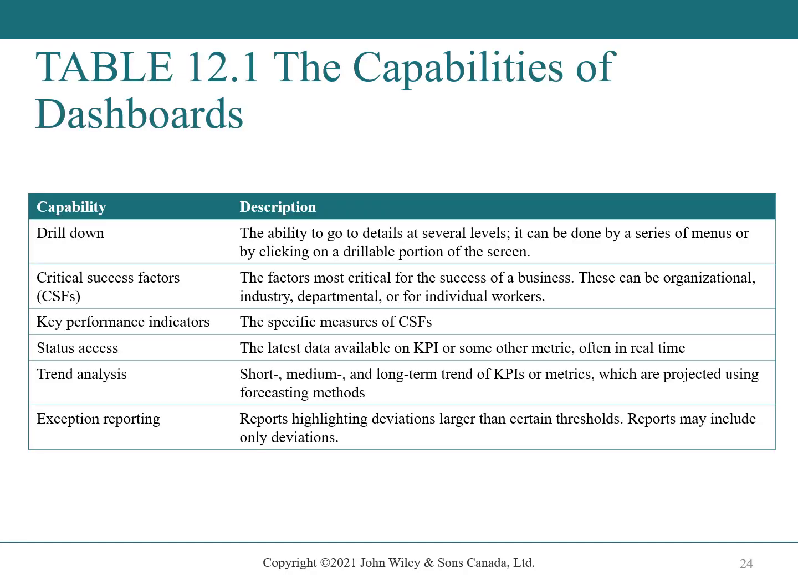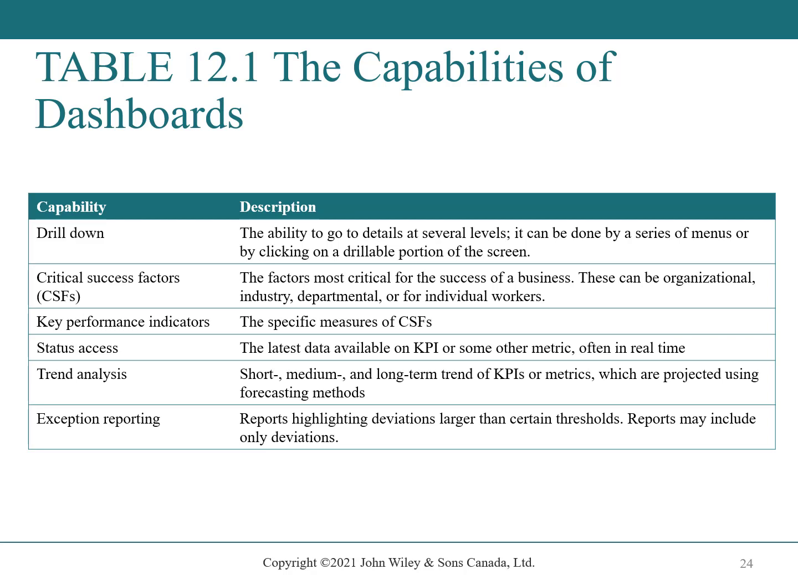Table 12.1, the capabilities of dashboards. The capabilities are on the left-hand side with a description of the capabilities on the right. The drill down capability is the ability to go to details at several levels. It can be done by a series of menus or by clicking on a drillable portion of the screen. This allows you to zoom into the data.